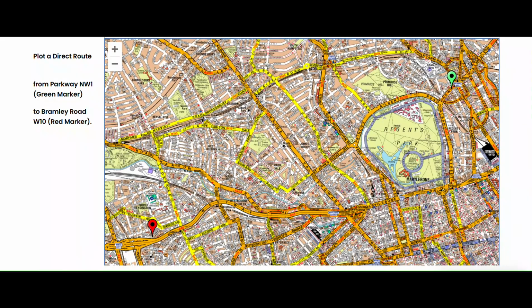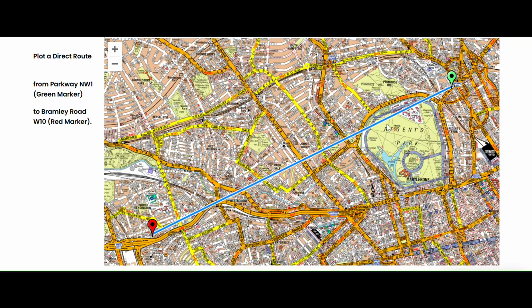Today we have a topographical route planning question in front of us. Let's start by reading the instructions. Plot a direct route from Parkway, which is our green marker right here, to Bramley Road, which is our red marker. So as always, the first step is to draw a straight line from your green marker to red marker. This line will help us to plan our route.